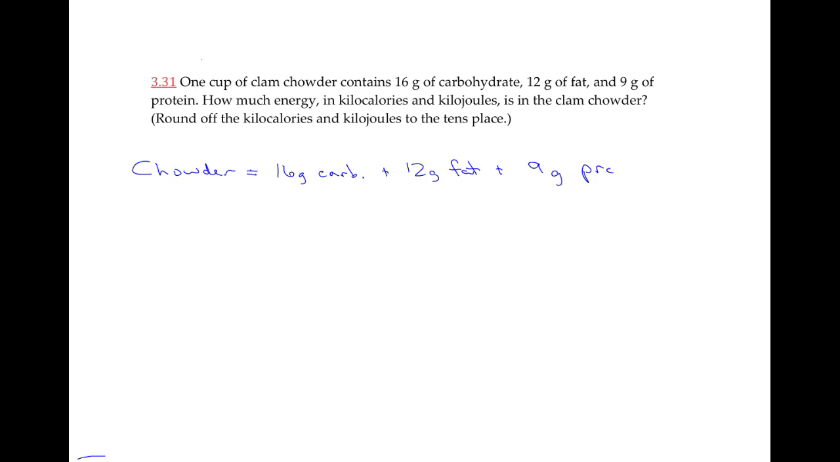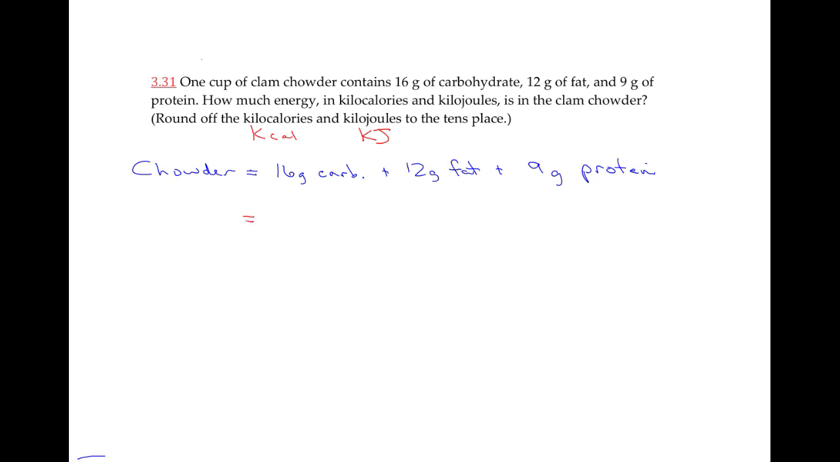And you might have an inkling already that the energy value of carbohydrates, fats, and proteins differs. If you've studied biology at all, you probably know that fats have more energy per gram than carbohydrates and proteins do. So we're going to use conversion factors to determine how many kilocalories and how many kilojoules are found in this bowl of chowder. We want both. The conversion factors I took straight out of our textbook.